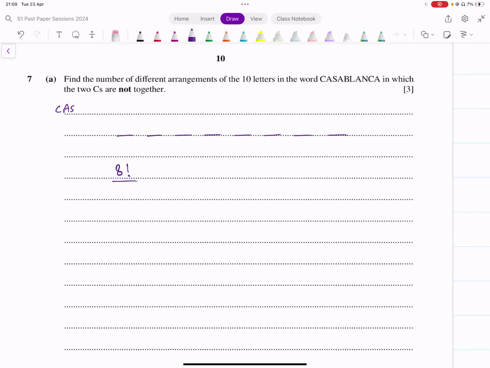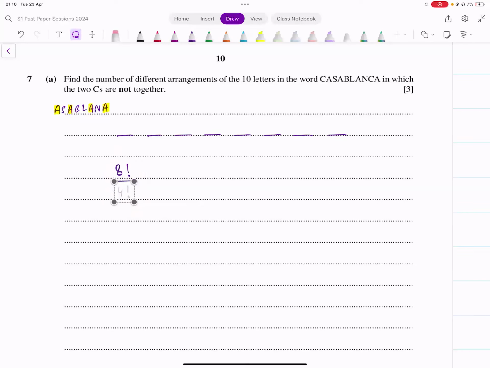A, S, A, sorry, there's no C there. A, S, A, B, L, A, N, A. These are the remaining 8 letters that you do not have to separate. How many of them are repeated? A. Okay, you got 4 A's repeated, so you divide by 4 factorial because of that, and the rest of them are all different. So 8 factorial over 4 factorial for the rest of the letters.